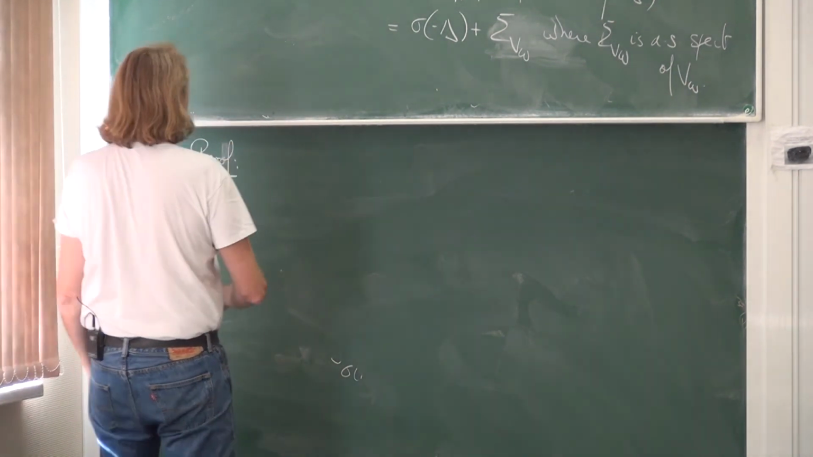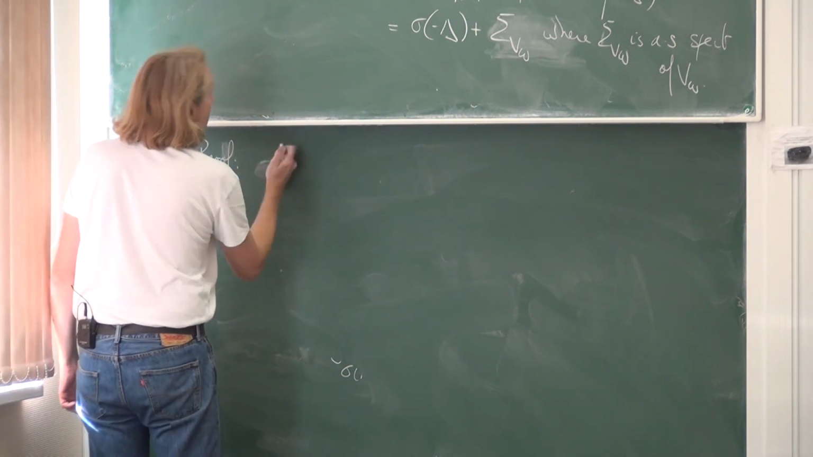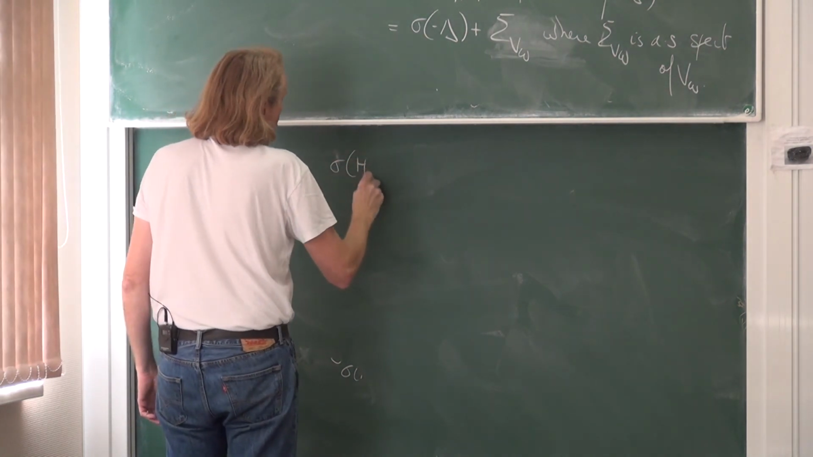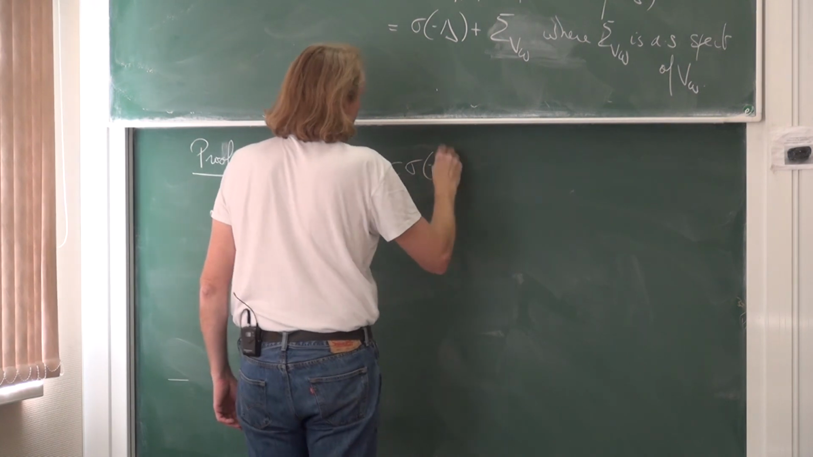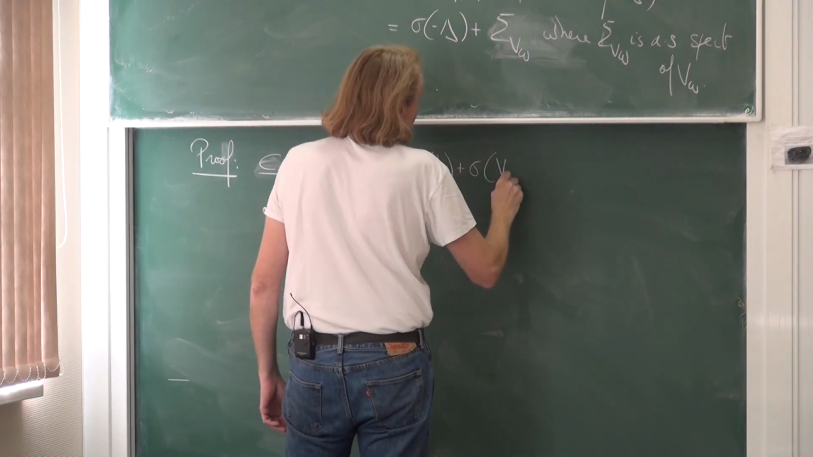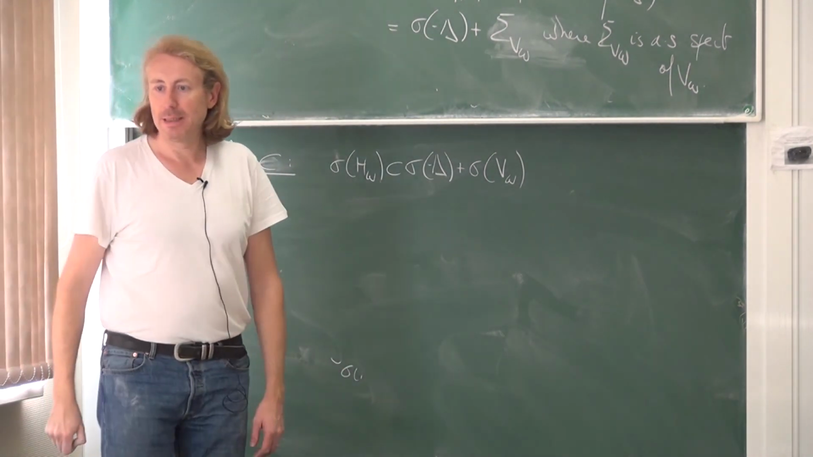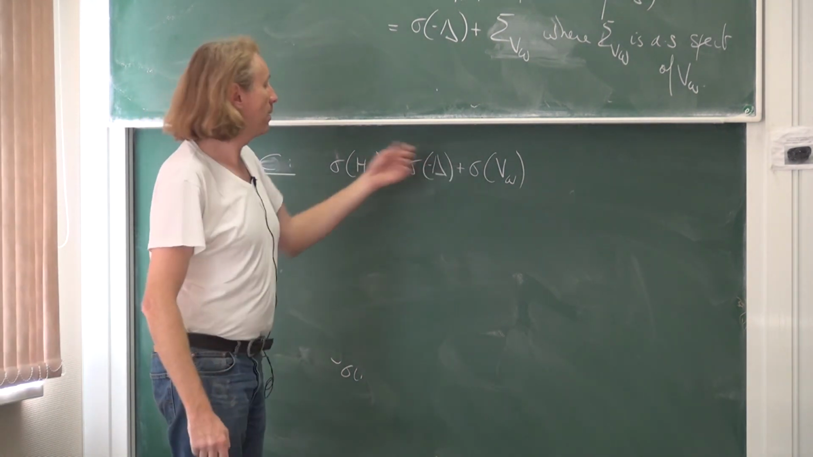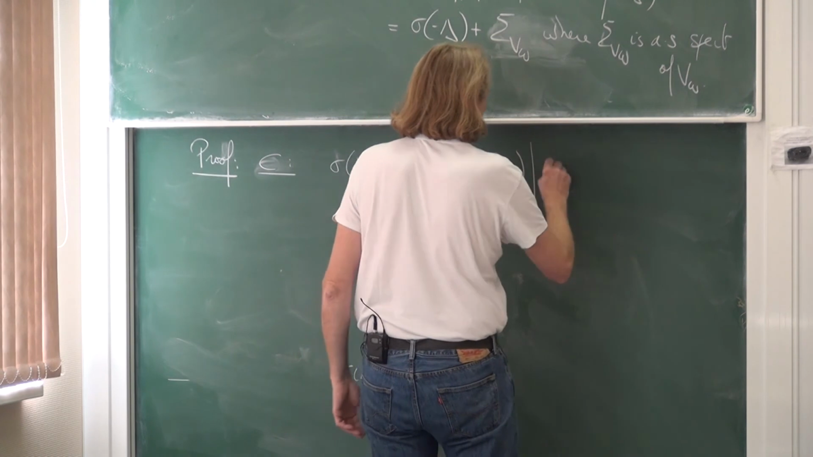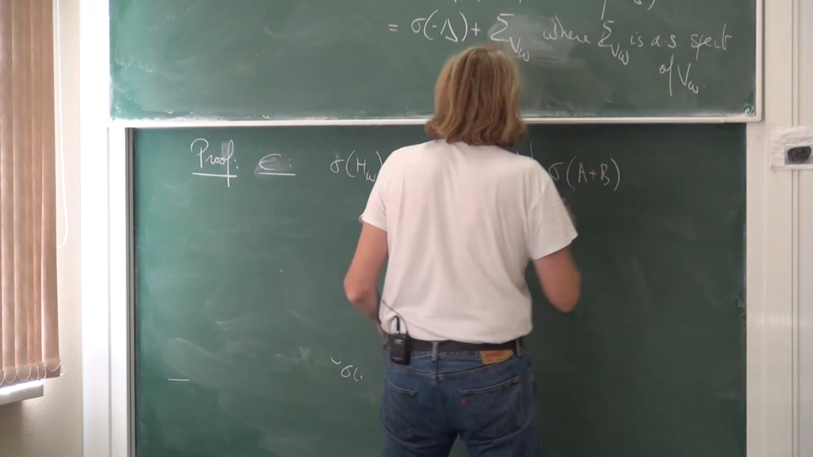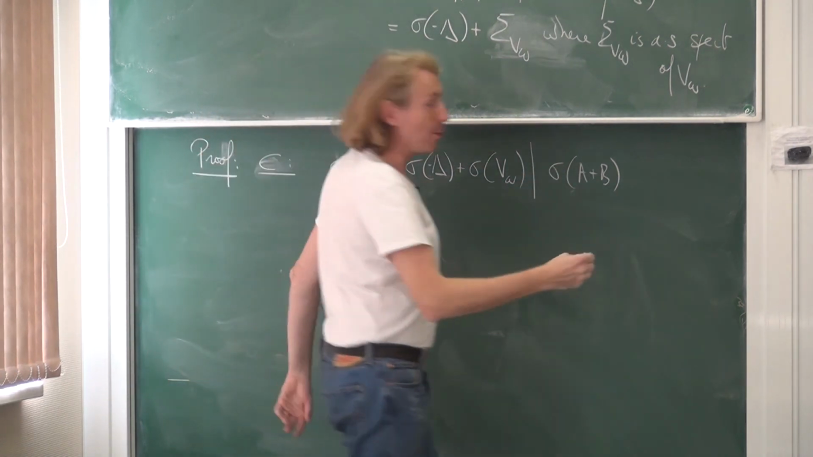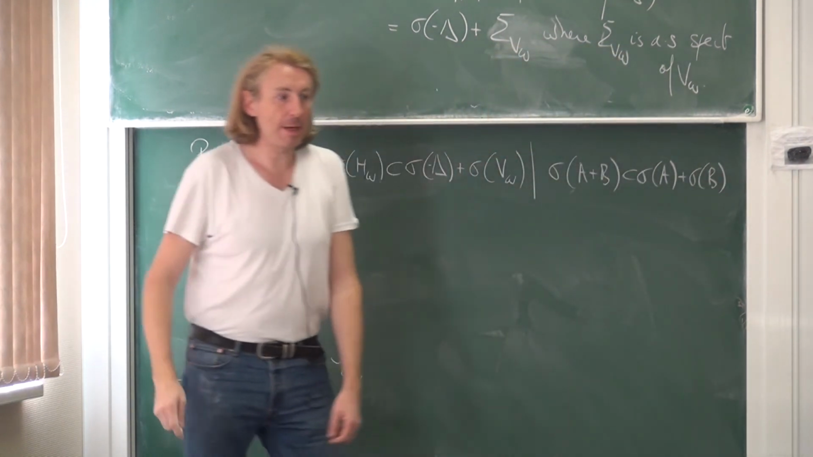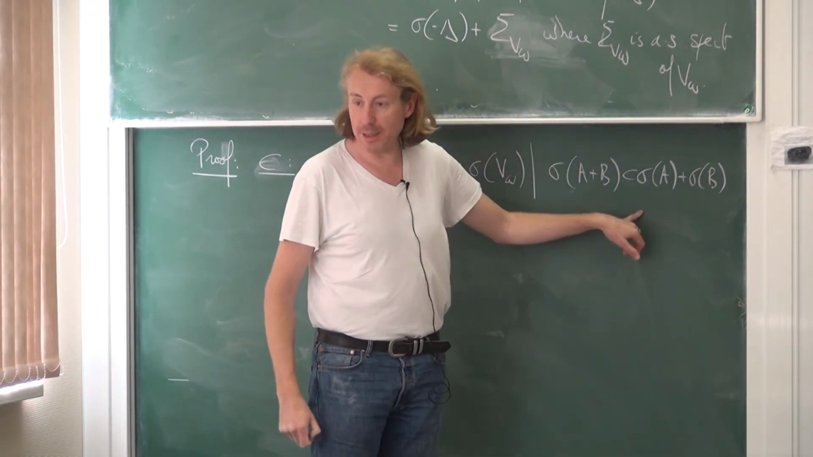The first thing that is easy is that this inclusion is clear, because one always has that sigma of H omega is contained in sigma of the Laplacian plus sigma of V omega. This inclusion is clear. Here we're dealing with bounded operators. These operators are bounded, and you just take the resolvent, take a point which is not in here.